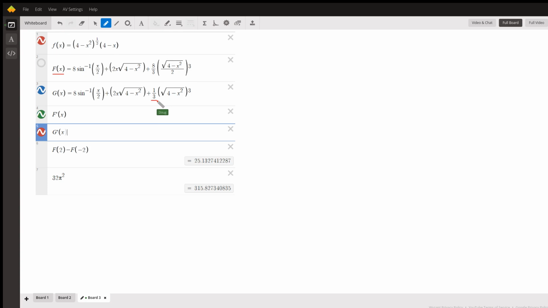Here's a slight change. And if I post this URL to Desmos and you go there, you'll see that this graph and this graph are identical, which kind of proves the point. Here's f of 2 minus f of negative 2. And if I multiply that by 4 pi, there's that 32 pi squared, which was given in the original answer.